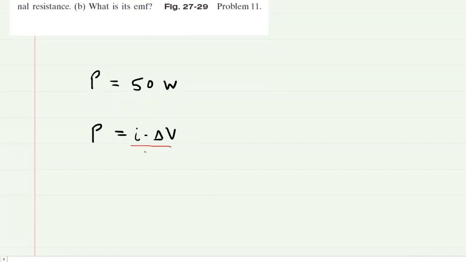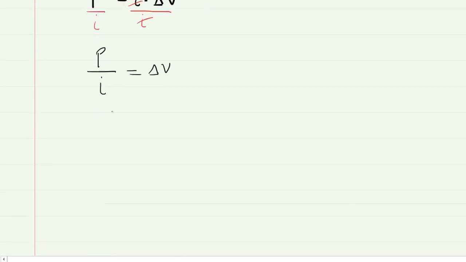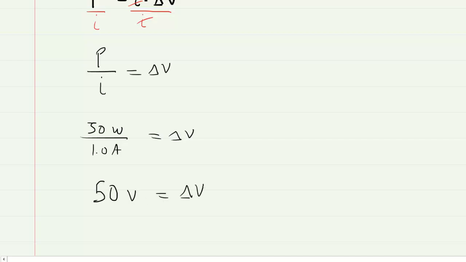And we can do that, of course, by dividing both sides of the equation by the current. So now we see that if we simply divide the power absorbed by the current that's flowing through this section, we would get the potential difference between the points marked A and B. Now again, the power was given as 50 watts, and the current is equal to 1 amp. So we'll just plug those numbers in. We'll have the 50 watts divided by the 1 amp, which of course works out to be 50. And the unit of potential difference is volts. So this would be the correct answer to part A.